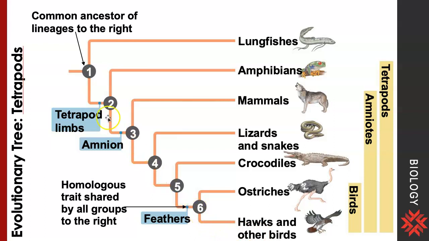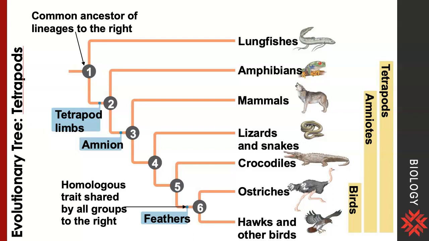So the numbers here are the nodes that represent a common ancestor. If we look at number 3 here as an example, common ancestor number 3 diverged to become mammals, and it also became common ancestor number 4. Common ancestor number 4 then diverged to become lizards and snakes, and it became common ancestor number 5, etc., the whole way through. Now, how do you determine where some of these species go on the tree?